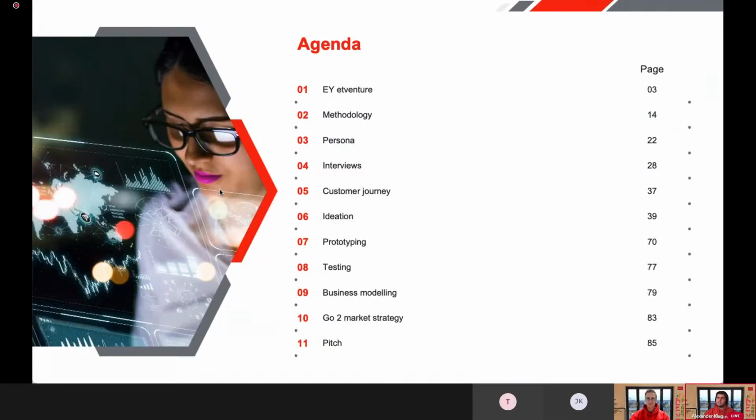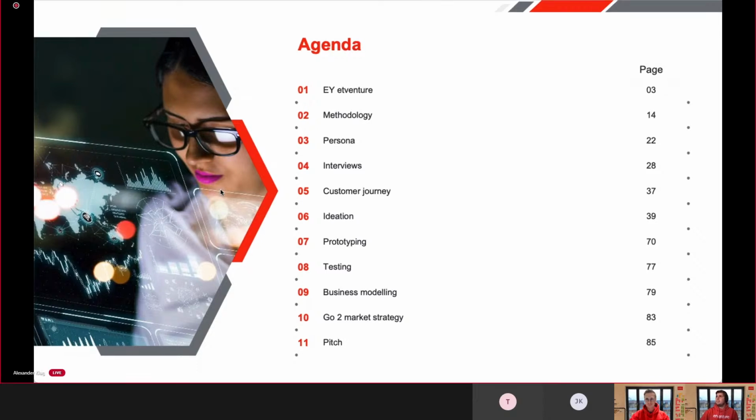First of all, I will give you a quick introduction about etventure, so who we are, and then about the methodology, which is personas, interviews, customer journey, ideation, prototyping, testing, business modeling, and the go-to-market strategy. And in the end, I will give you a quick overview about the pitch, how to do a good pitch.